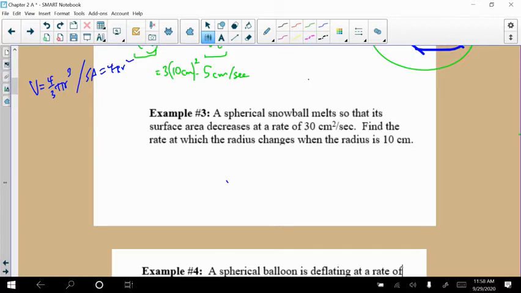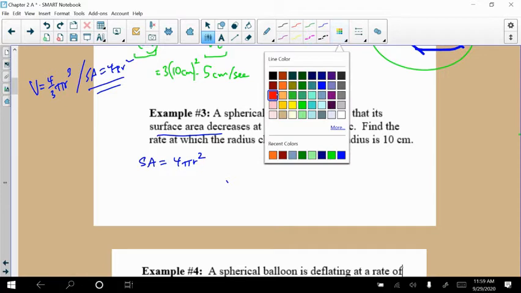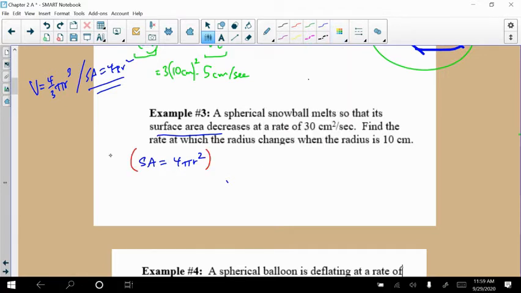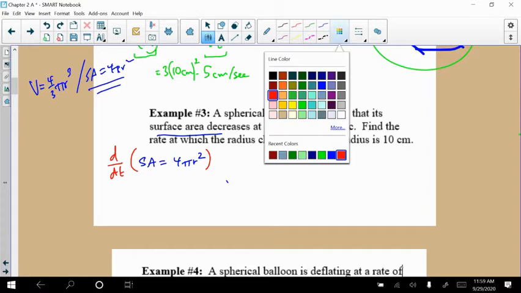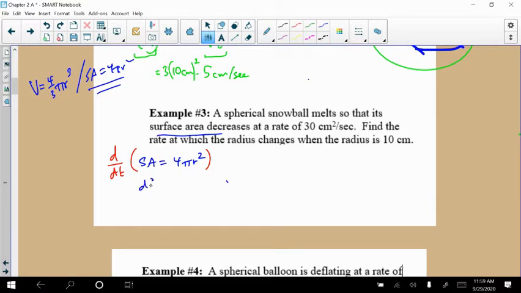Okay. So a spherical snowball melts so that its surface area decreases at a particular rate. Find the rate at which the radius changes when the radius is 10. So it's talking about surface area, so that seems to be the one I want to start with. So surface area equals 4 pi r squared. And I need to introduce time, so I'm going to d dt both sides. So that means this becomes the derivative of surface area with respect to time.